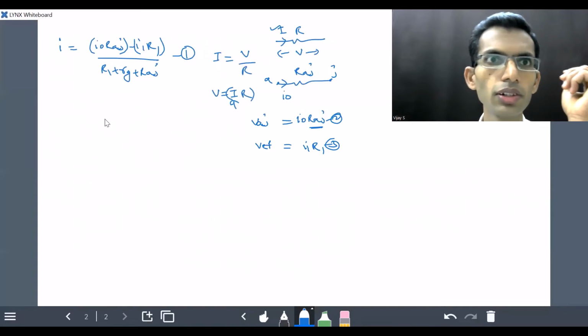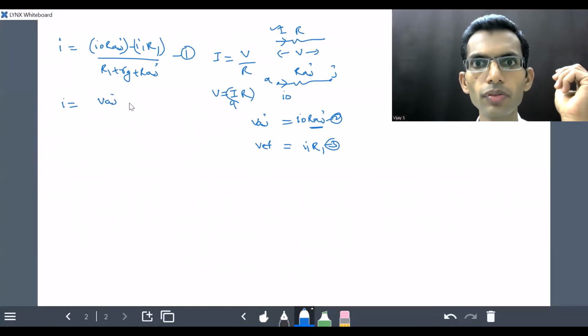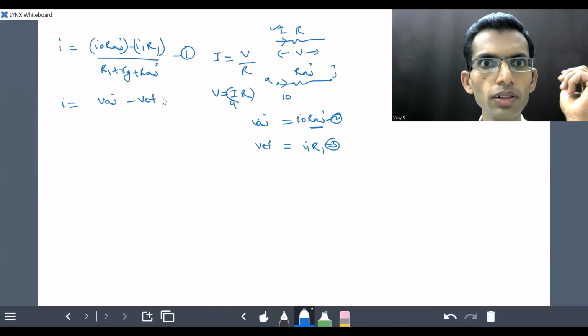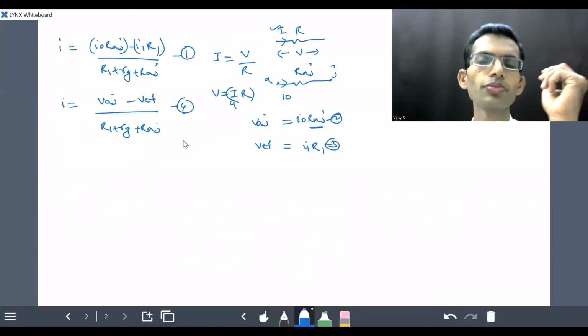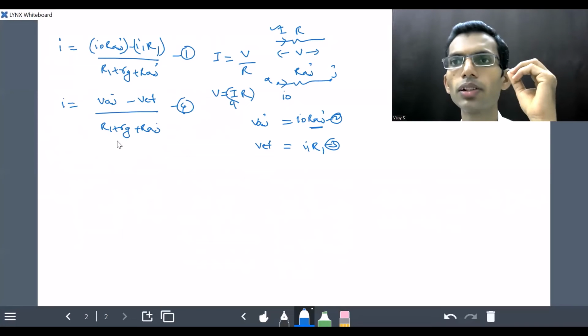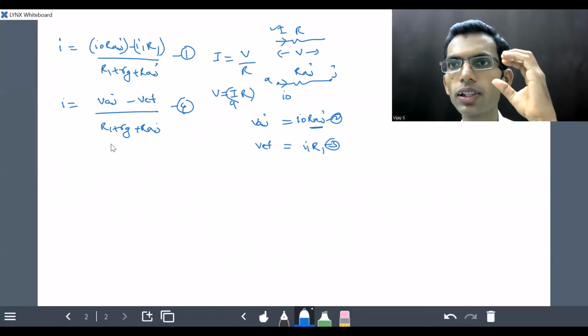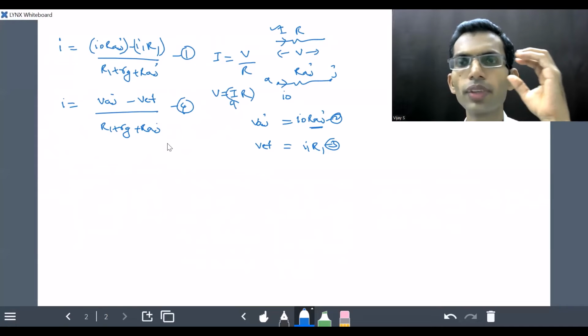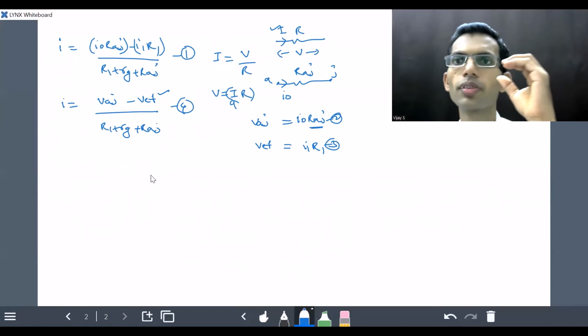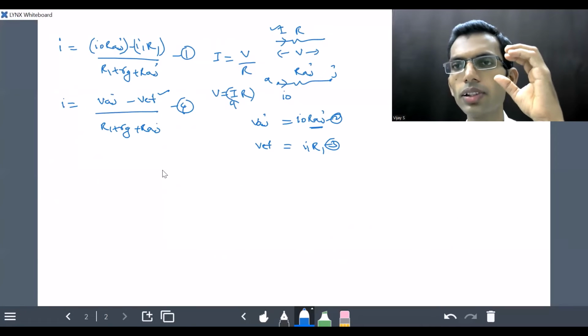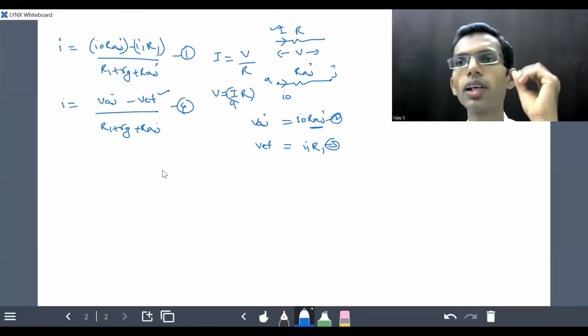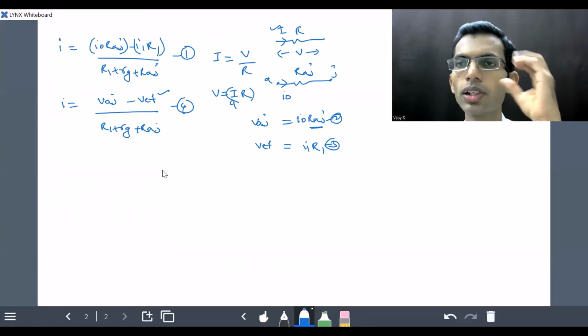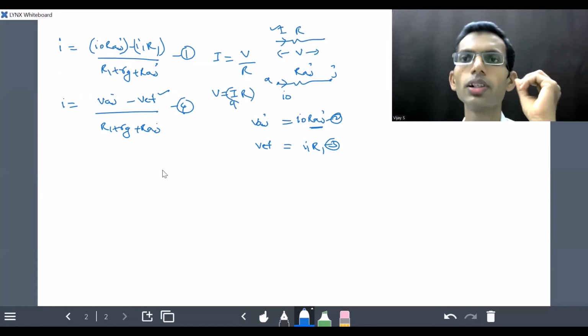So when we substitute these into equation 1, we are going to get I is equal to VAJ minus VF by R1 plus RG plus RAJ. Here, what is our objective? Our objective is to find the potential difference across the resistor, that is nothing but VF. The potential difference across the resistor is going to have some fixed value. It may be 3 volts or 4.2 volts, some fixed value. So that is the thing.